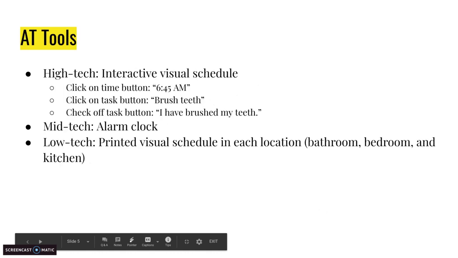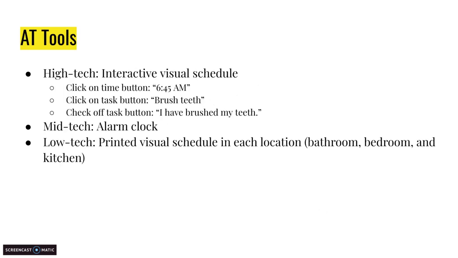So the assistive technology tools that I think will benefit Harry: the high tech is that I have made an interactive visual schedule. And it's interactive because when you click on the buttons and icons, they talk. So when Harry clicks on the time button, it'll say 6:45 a.m. When he clicks on the task button, it'll say brush teeth. And when he checks off the task, it'll say I have brushed my teeth. So he knows what he just completed.